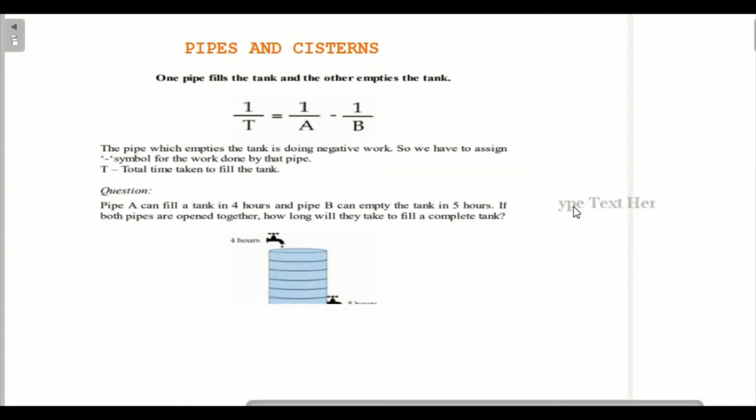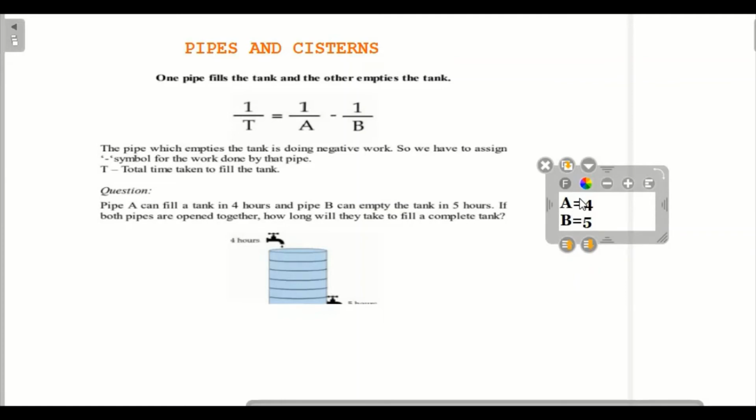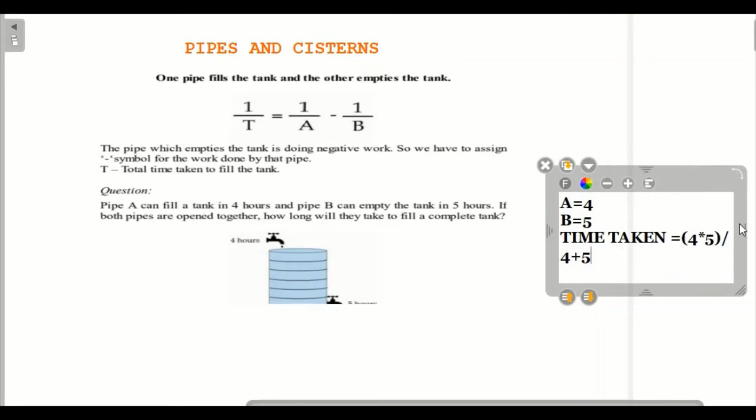So pipe A is equal to 4 hours. For pipe B it is 5 hours. Substituting the values in the above equation, we have to find the time taken. As I said earlier, time taken equals 4 into 5, so A into B divided by A plus B. Okay, so here is the formula.